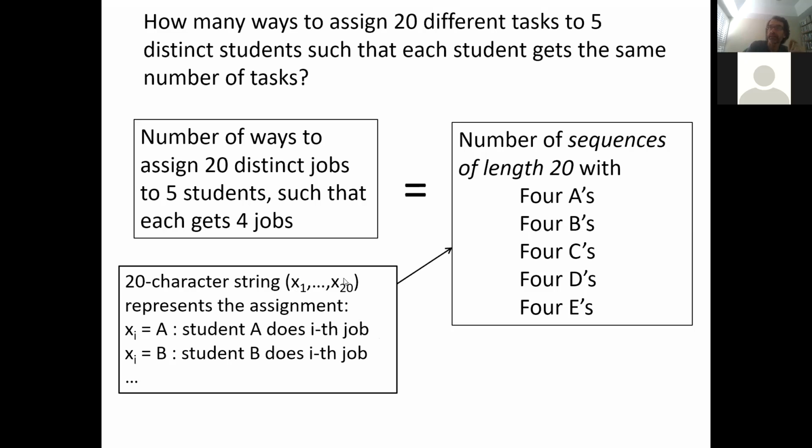Right, so an index of A in the string tells me which job student A gets, and the indexes where I place B's will be which jobs student B gets. And so therefore, this formula tells you it's 20 factorial divided by all these inner permutations of A's, B's, C's, D's, and E's, but because each of them is 4 characters, it's 4 factorial. So therefore, it's 4 factorial to the 5th power. And that's your counting formula.